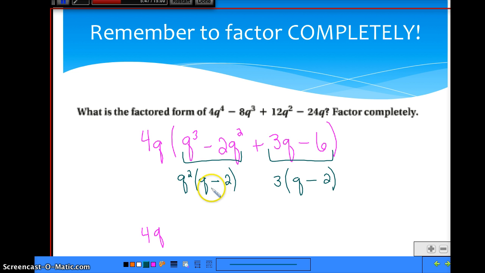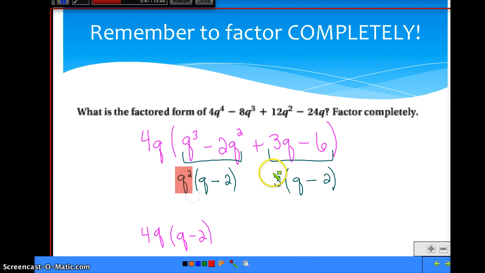Once you get to that point, you're going to drop down the Q minus 2 that they both have in common, and you're only going to write it once in parentheses. So there's one of them. The other binomial is made up of your GCFs. So you're going to have Q squared, and that's a positive 3, not a negative 3. So you put plus 3. There's my monomial. This binomial can no longer be factored, and this is no longer factorable.